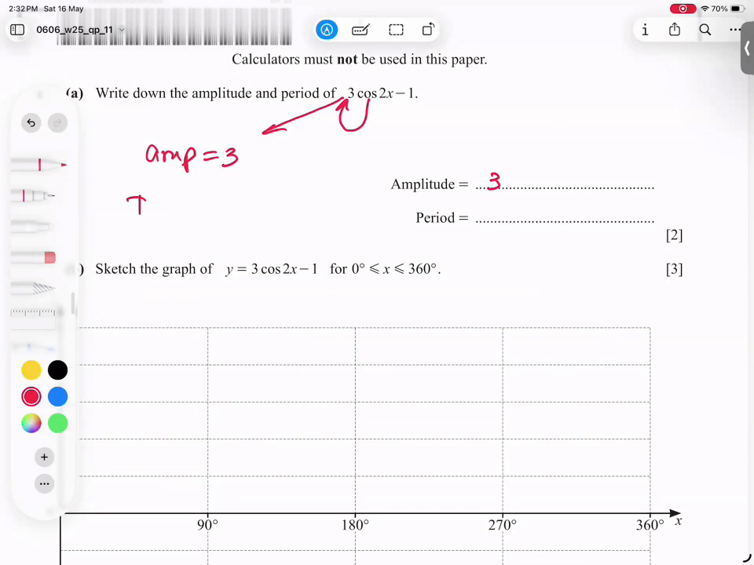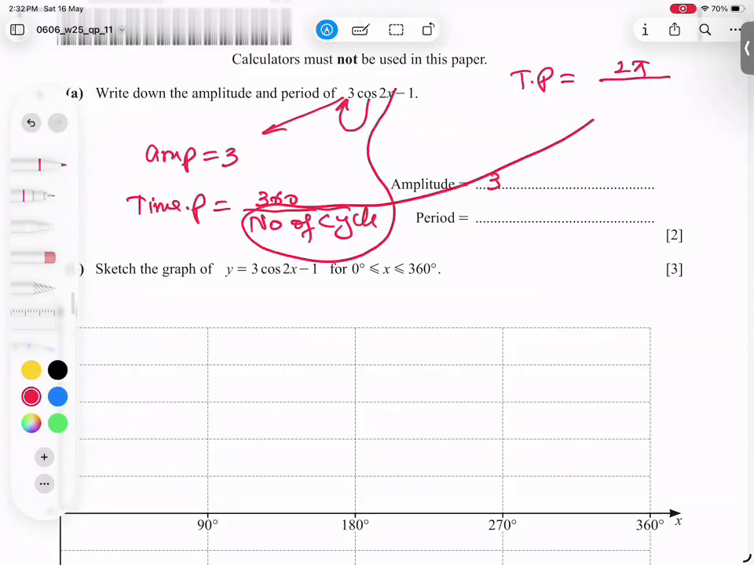So the time period formula is 360 degrees over the number of cycles. But the same question comes for radians. So what is the time period formula? 2 pi, don't use 360 degrees, 2 pi divided by the number of cycles. After cos, the angle 2 is called the number of cycles, 2. This cancels out, we got pi.